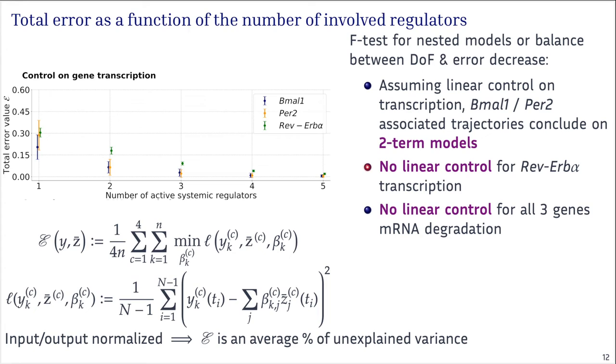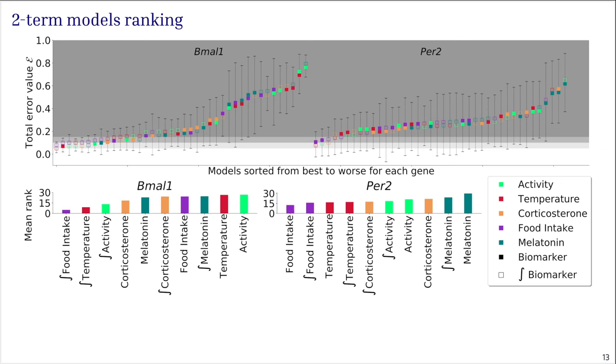And using the same method, we concluded that for all three genes, there were no linear controls on gene mRNA degradation. Now that we know that the control on BMAL1 and PER2 transcription are well explained using only two-term models, let's have a look at those models. This plot displays the error in increasing order of all two-term models trying to explain either the control on BMAL1 transcription or on PER2 transcription.